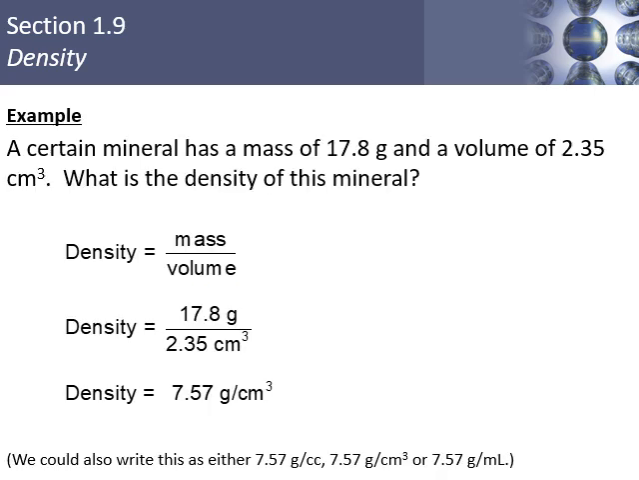Next slide. So here, look, before we look at the answer, the mass is 17.8 grams and the volume is 2.35 centimeters to the third. So just divide 17.8 by 2.35 just on your calculator. It looks like you should get about 7 or something like that. And that would be 7, whatever it is, grams per centimeter to the third power. And they actually did this. I didn't separate out the answer. So it's actually 7.57 grams per cc.